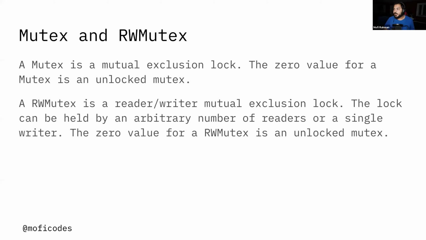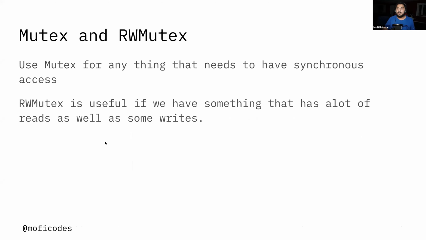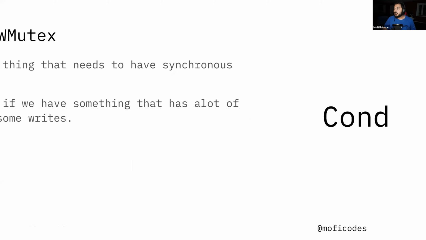For example, if you have a data object that is not written very often, but read quite often, you probably want to opt in for a read-write mutex. So mutex for anything that needs to have synchronous access, and read-write mutex is useful if you have something that has a lot of reads, but not as many writes.